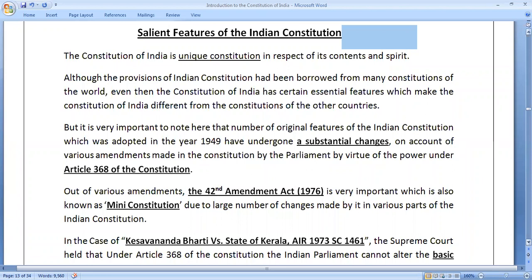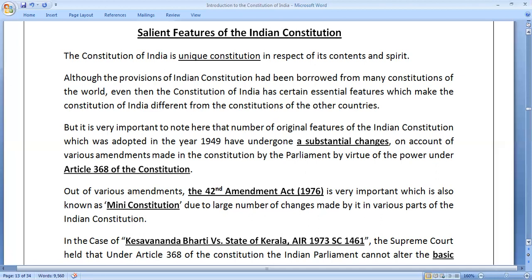Today in the present lecture of Indian Constitution, I am going to discuss with you the salient features of the Indian Constitution, which are usually asked in the examination. In the salient features of the Indian Constitution, I divide my videos into 4 to 5 parts. When we study the salient features, we will study the Constitution as a whole.